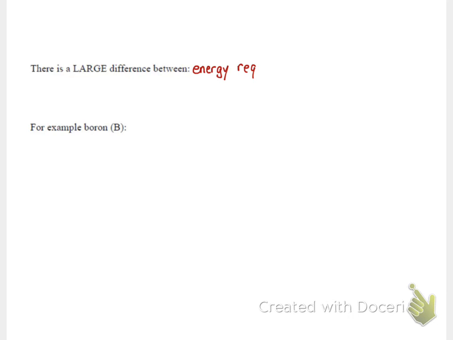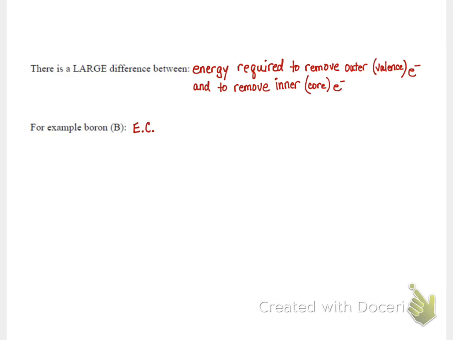It turns out there's a really big difference between the energy required to remove the outer, valence electrons and the amount of energy required to lose the inner electrons. We're going to use boron as an example and go over it in detail. The electron configuration for boron is 1s2, 2s2, 2p1. When the first electron gets removed, it's going to come out of the highest energy subshell, the 2p, and that's the one that's going to go.